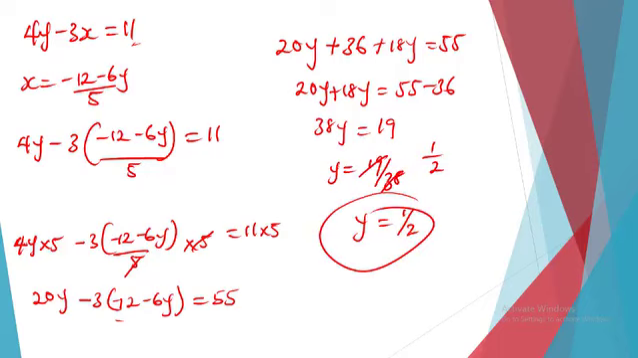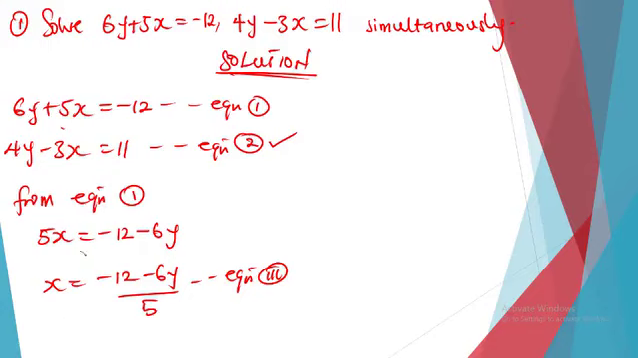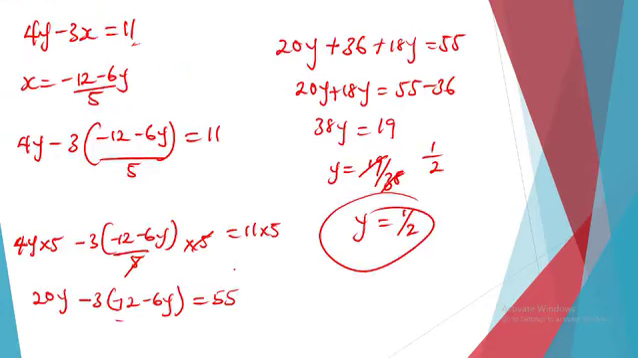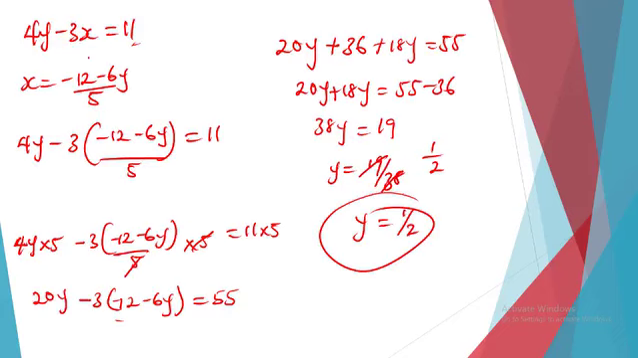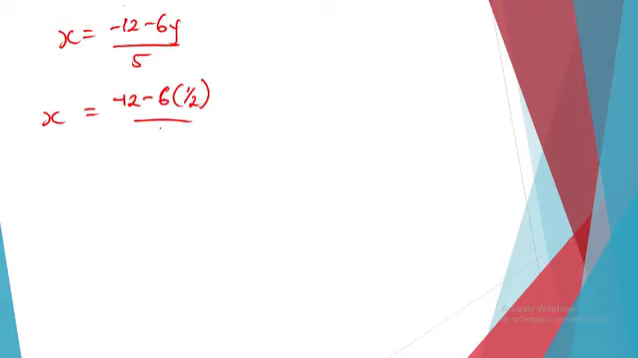So we've gotten the value of y to be 1 over 2. We now substitute the value of y in our equation 3, which is this, to be able to get the value of x. Okay, let's start. We have x to be equal to minus 12 minus 6y all over 5. Therefore, we have x to be equal to minus 12 minus 6 into 1 over 2, since we got the value of our y to be 1 over 2, all over 5.